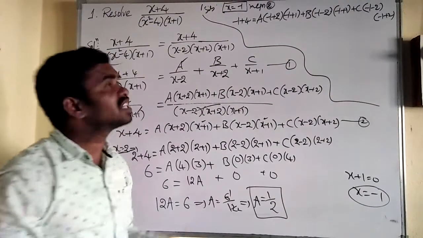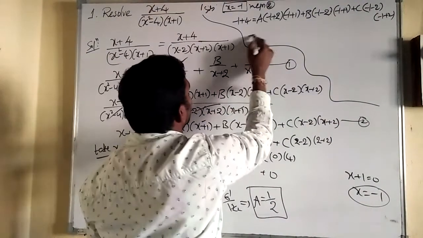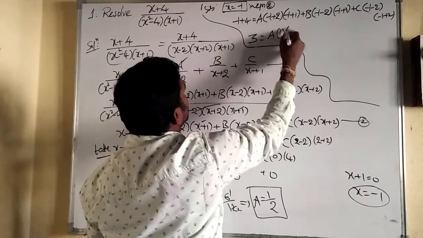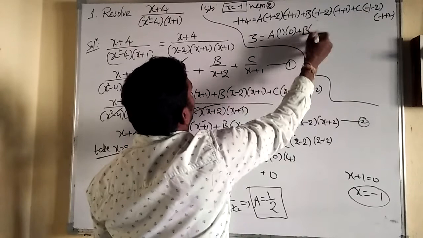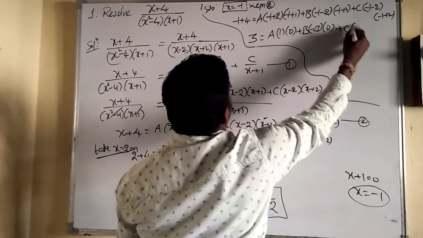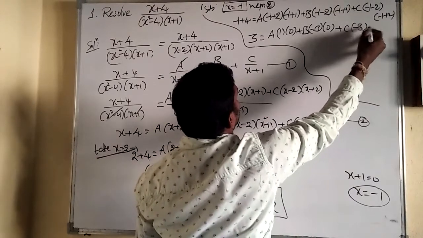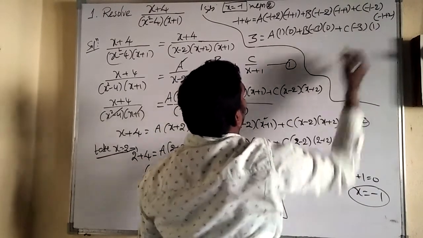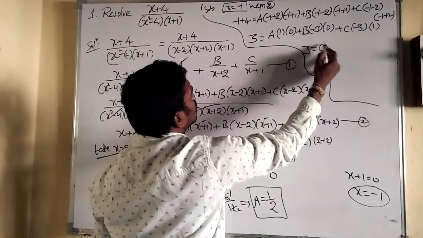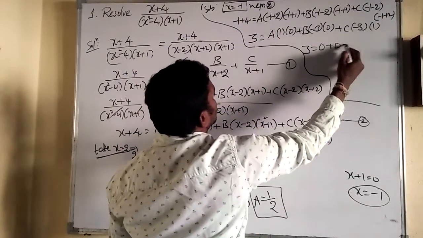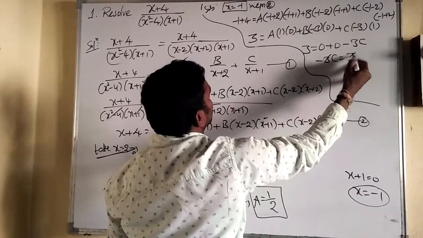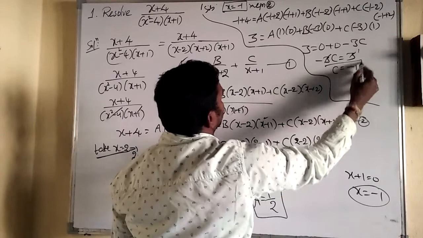Simplify that. Minus 1 plus 4 is nothing but 3. So a into (2 minus 1) is 1, 1 minus 1 is 0, plus b into (minus 1 minus 2) is minus 3, 1 minus 1 is 0, plus c into (minus 1 minus 2) is minus 3 and (2 minus 1) is 1. See here, 0 into something is 0, 0 into something is 0. So 3 equals 0 plus 0 minus 3 into 1 into c, that is minus 3c. So finally minus 3c is equal to 3, so c equal to minus 1.